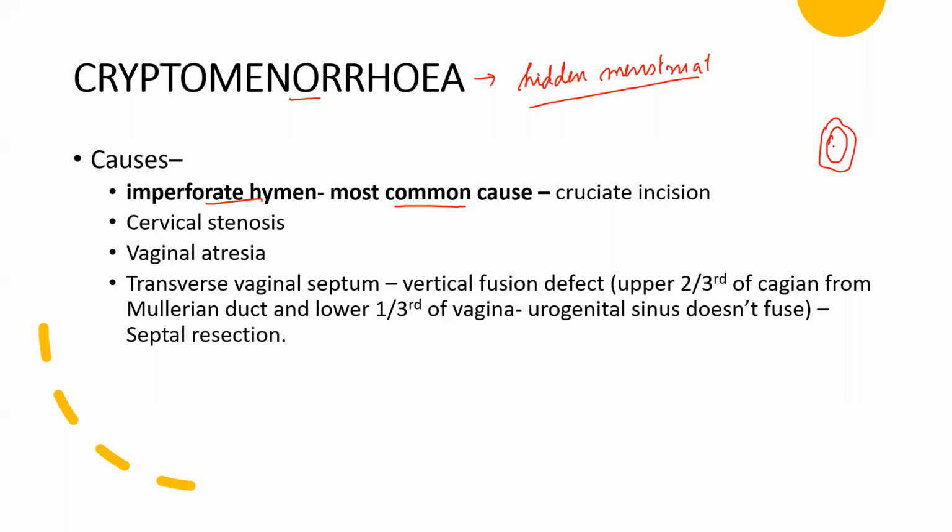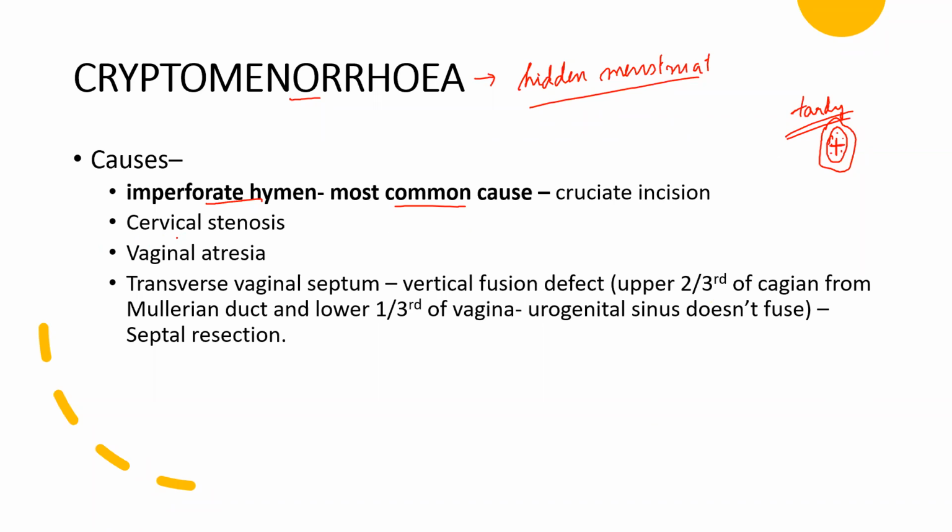Now, if there is an imperforate hymen, how do we treat it? What is the management? We give a cruciate incision. When we give a cruciate incision, we will get 4 flaps, and then we cut off the flaps. Thus the free flow of the blood occurs. Okay, that is, a tardy flow of the menstrual blood will occur.